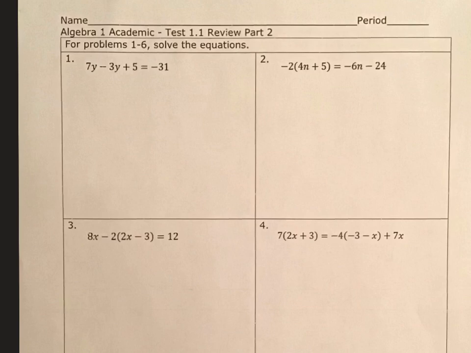Our second step is to combine like terms. So on this left side, I can combine these two. So I have 7y minus 3y. So 7 minus 3 is 4y. And then I have the plus 5 equals negative 31. Okay, our step 3 is move smallest variable. So on this particular problem, we don't have variables on both sides, so we don't have to worry about that.